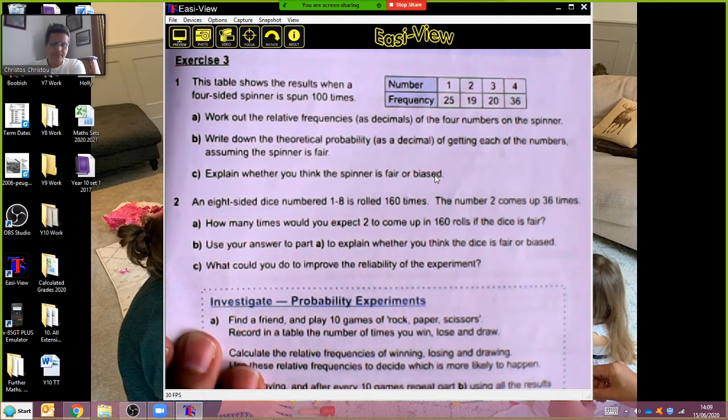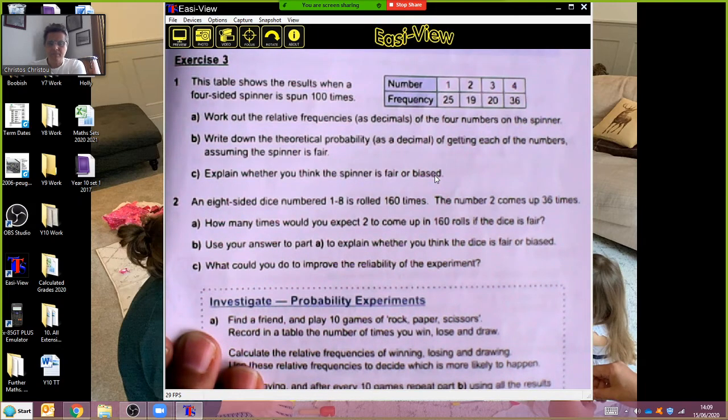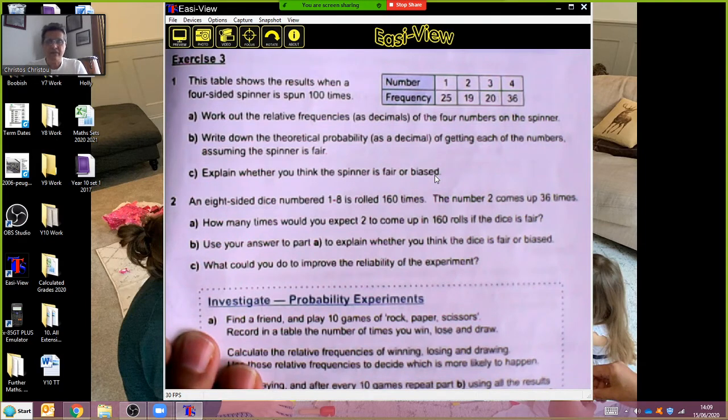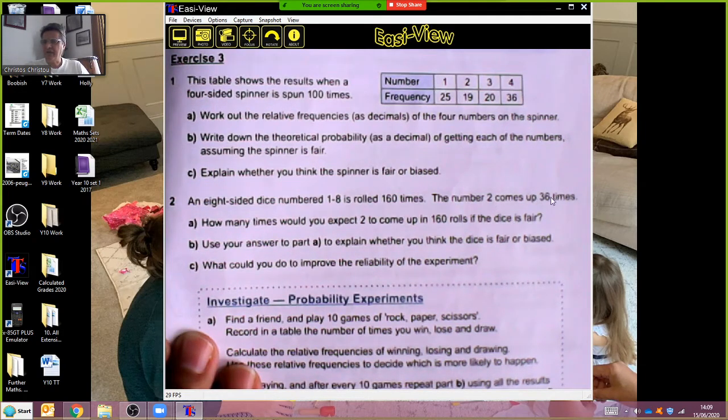How do you get 20? He said, you divide 160 by 8. Not 8 by 160, all right? So it's 160, yes. So 160 over 8 is 20 times. You'd expect 2s to come up 20 times if the dice is completely fair. And we got 36 times have come up. So do you think the dice is fair or biased? Anyone got an opinion?